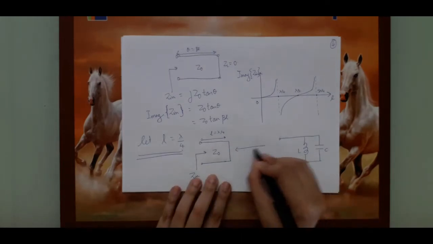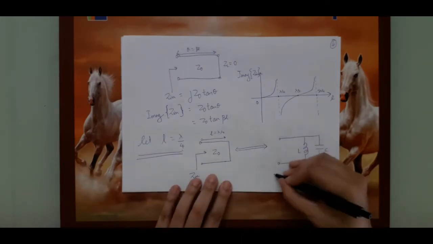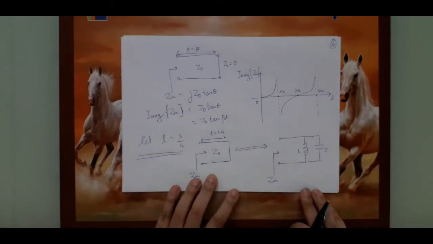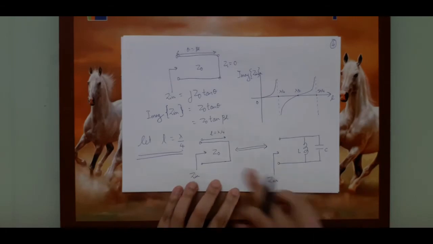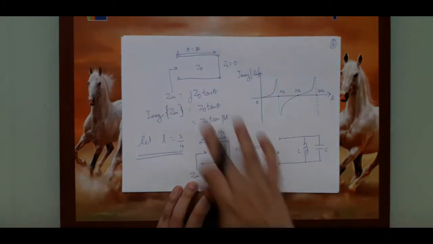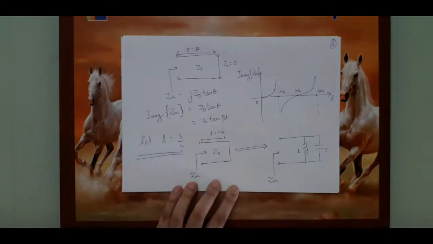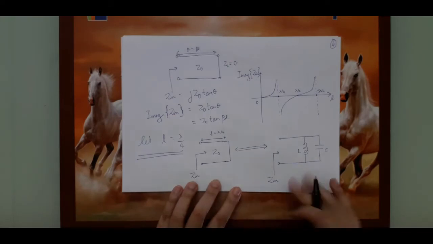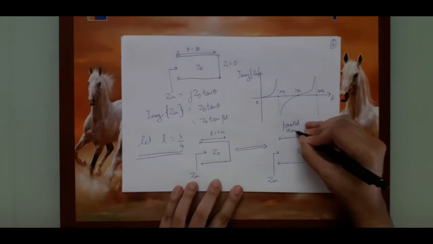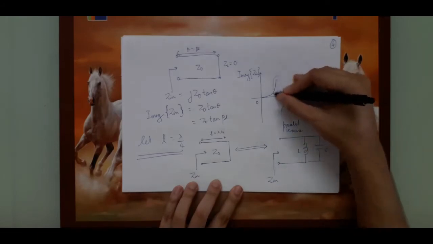So if you want to realize a parallel L and C resonance circuit, all you have to do is take the transmission line, make its load equal to 0 and ensure that its length is exactly equal to lambda by 4. That's it. So this is nothing but parallel resonance. That is this point.